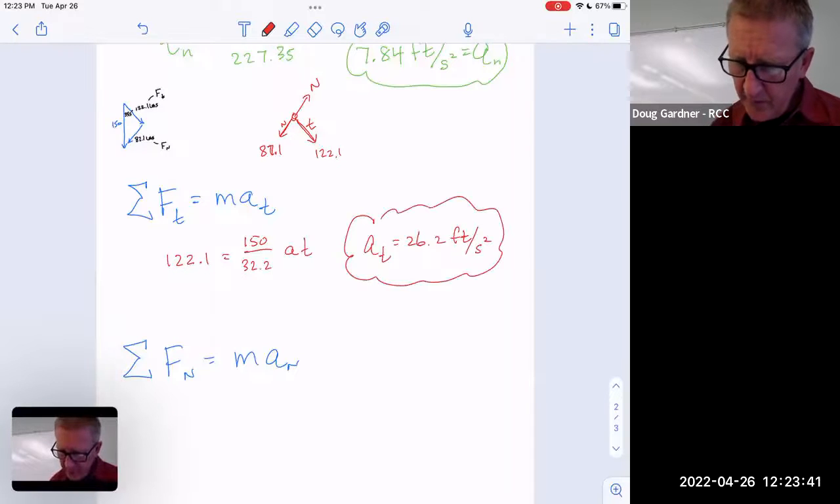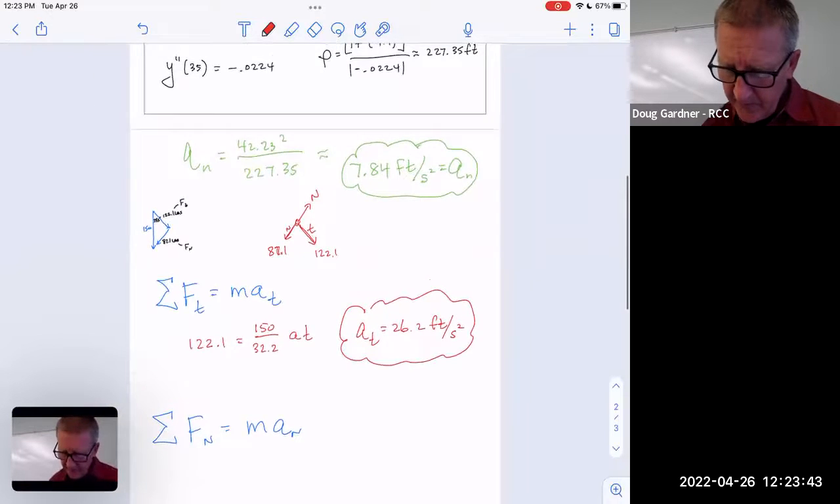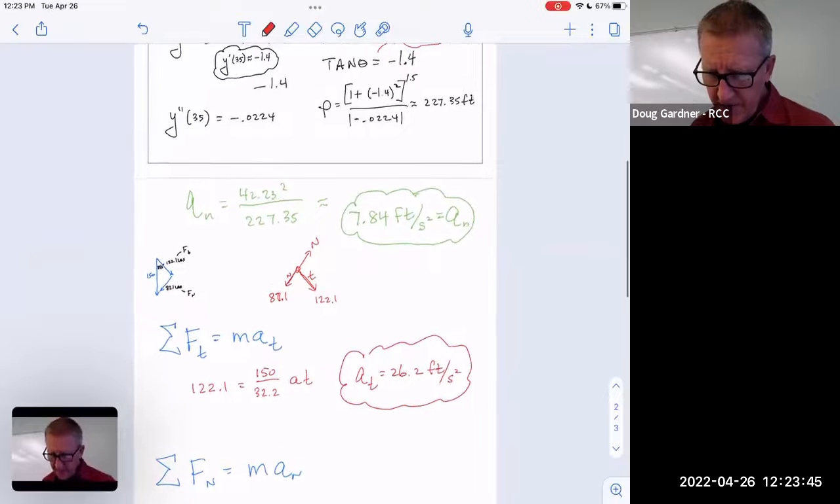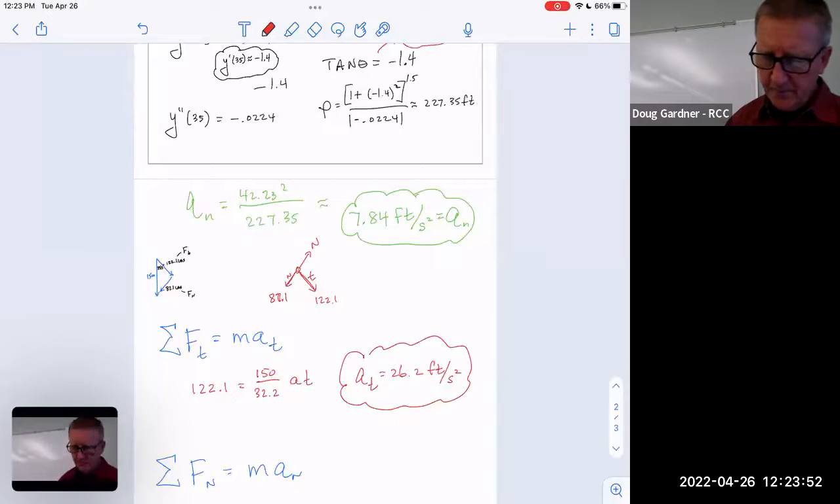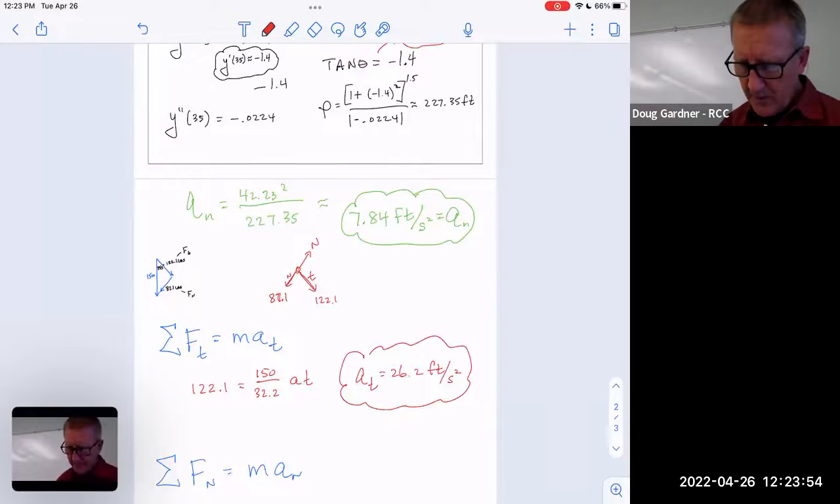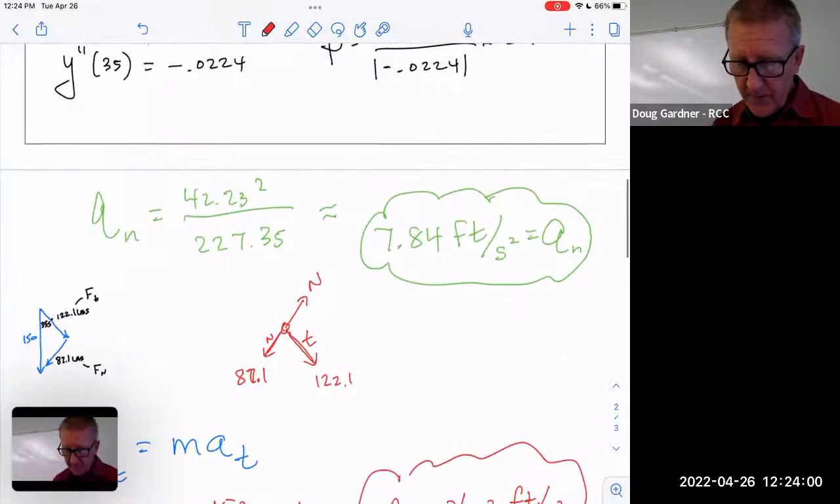What does that tell me? Let's stop and stare back at the problem for just a second. What does that tell me about the skier? Why is that worth knowing? The tangential acceleration. How much faster you're going, how much you're accelerating, and the direction you're going.